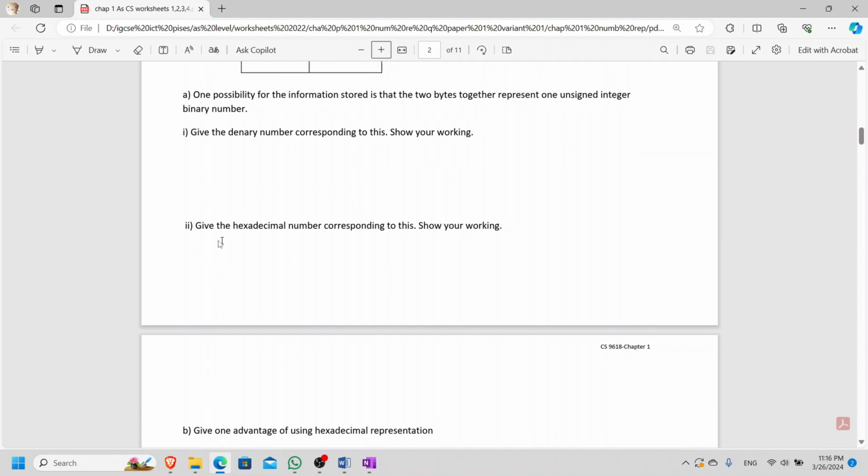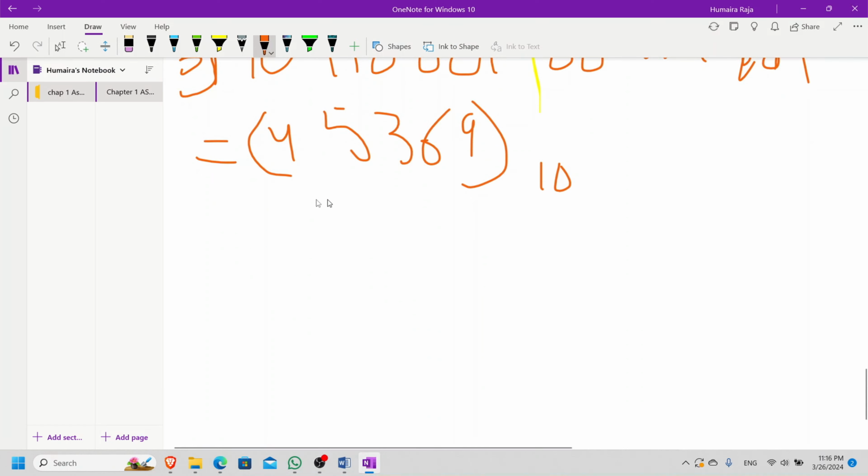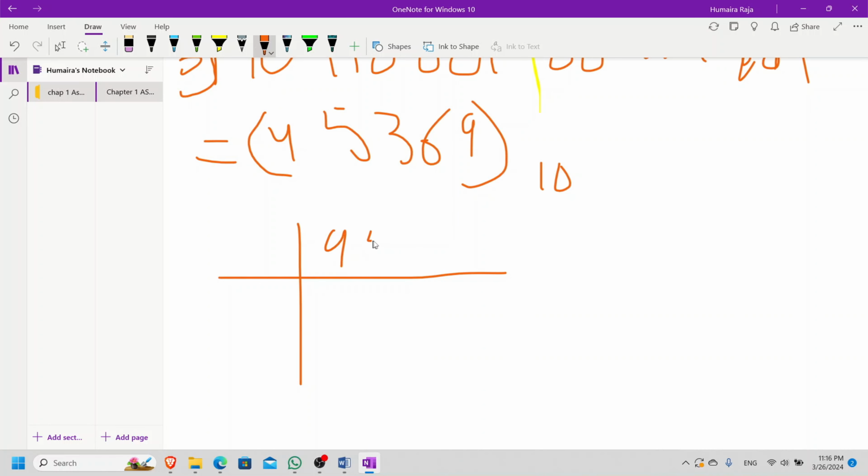Okay, now what you are supposed to do in the next question, you have to find out the hexadecimal number for whatever answer you got in the last part. So this was my denary number. Now I'm supposed to convert it into hexa. So what I will do, simply I will write my number like this and I will divide it by 16. Why? Because I am supposed to convert into hexadecimal.